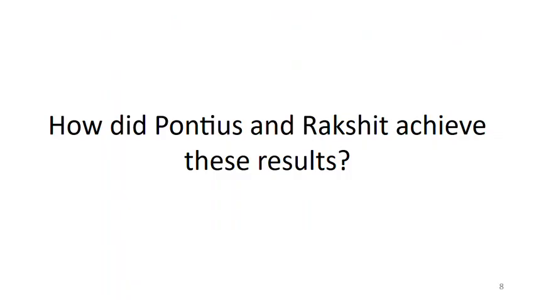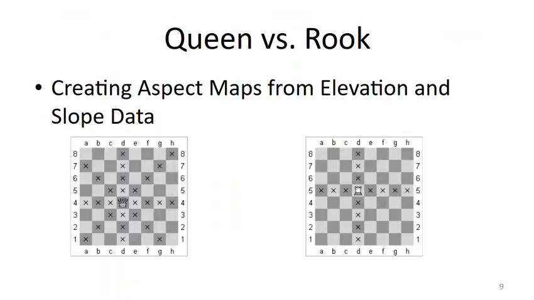Okay, so how did we get the results that are shown above? First, let's talk about Queen versus Rook and what that means. When we're creating aspect maps from elevation and slope data, it's important to have a set algorithm to calculate that. We see in these two pictures two chessboards.